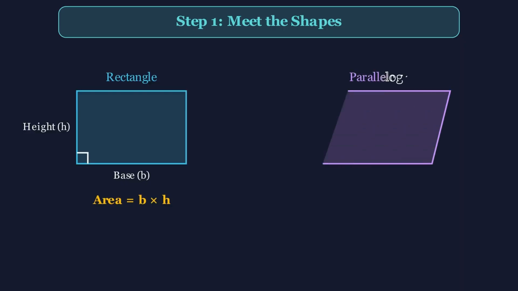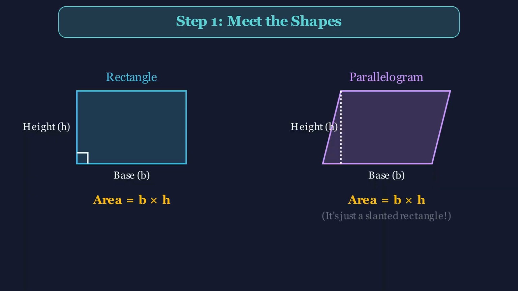Now look at the shape on the right, a parallelogram. It looks like a leaning rectangle. Notice something important. The height of a parallelogram is not the slanted side. The height is the perpendicular distance between the two parallel sides, the straight vertical line from top to bottom. And the area of a parallelogram is also base times height, exactly the same formula as a rectangle.